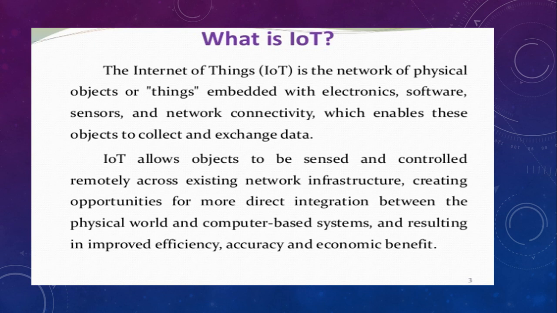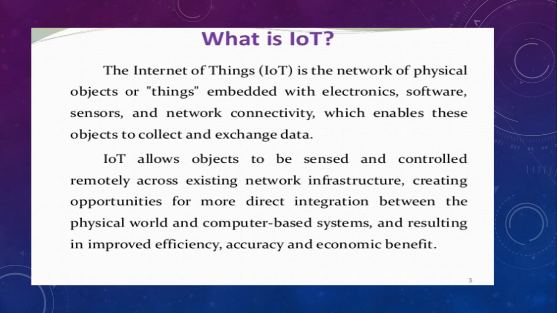So the first term of IoT is what? Physical object. Next is what? Which we need to embed with electronics, that is actuators, sensors, software and network connectivity. Okay. So in a simple equation, how do we define IoT? Objects plus electronics, that is actuators, sensors, software, plus network connection is equal to your IoT.